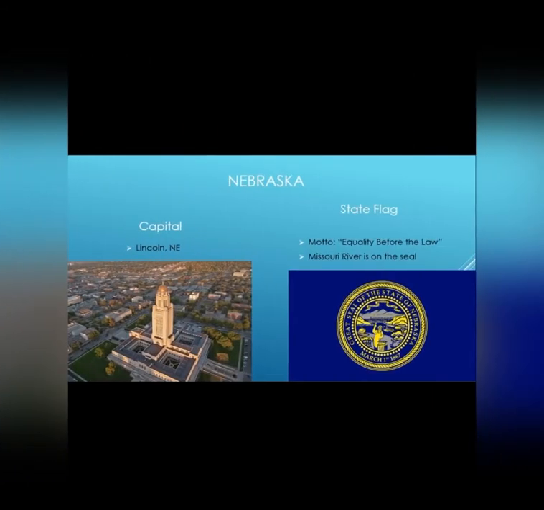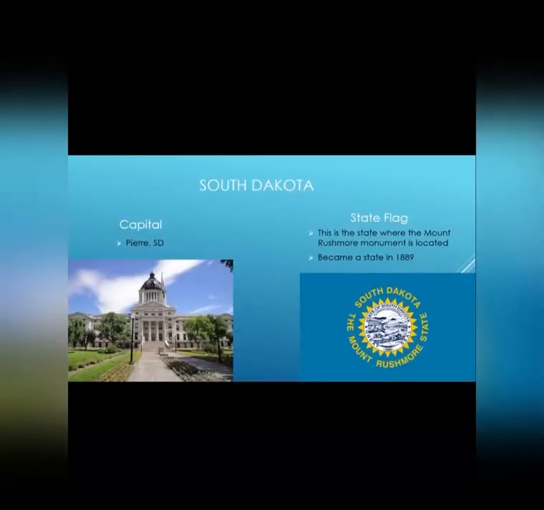The next state that we're going to talk about is Nebraska. The capital of Nebraska is Lincoln. A couple of things about the Nebraska state flag: the motto is equality before the law. The second thing about this flag is that it has the Missouri River on the seal, and this is something that is very important about the Nebraska flag. Moving along to the next state.